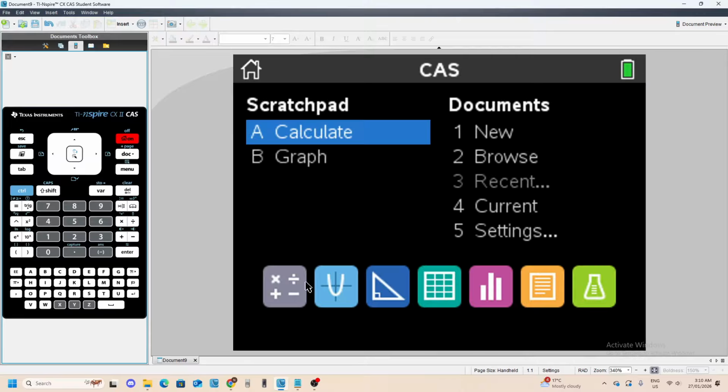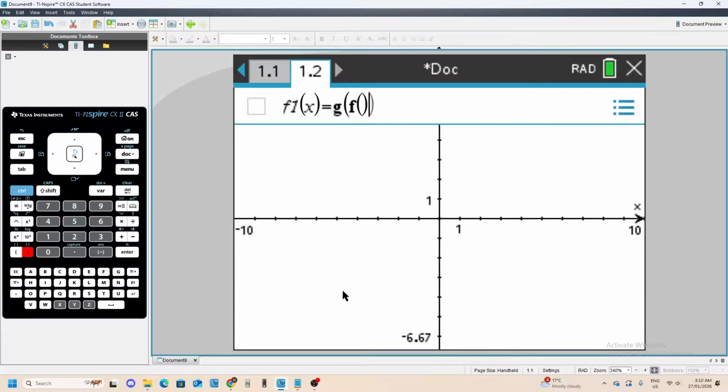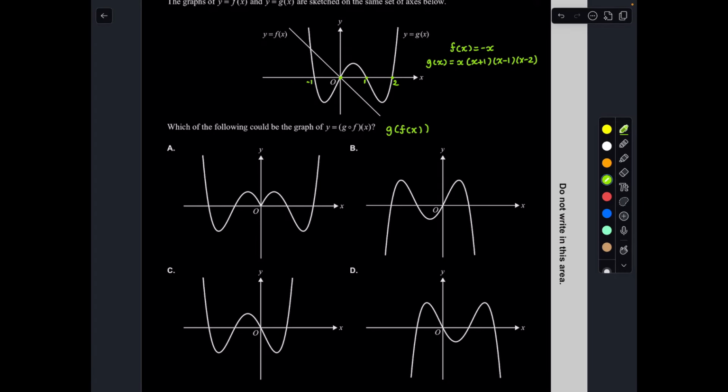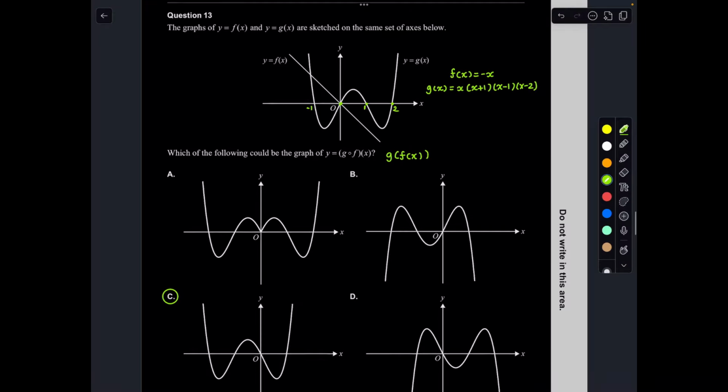And so what I'm going to graph is g of f of x. And there it is. So which one looks like that? From looking at my answers, that looks like C is our answer. Beautiful. You see how quick that was? Not even hard.